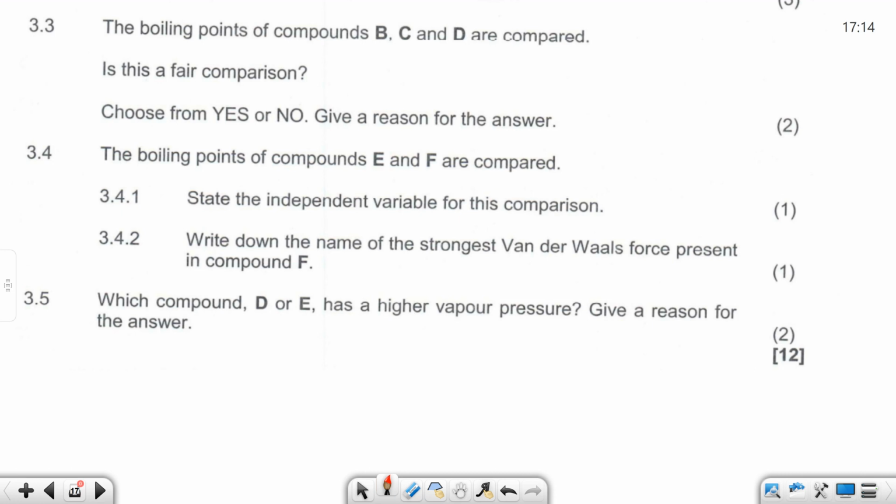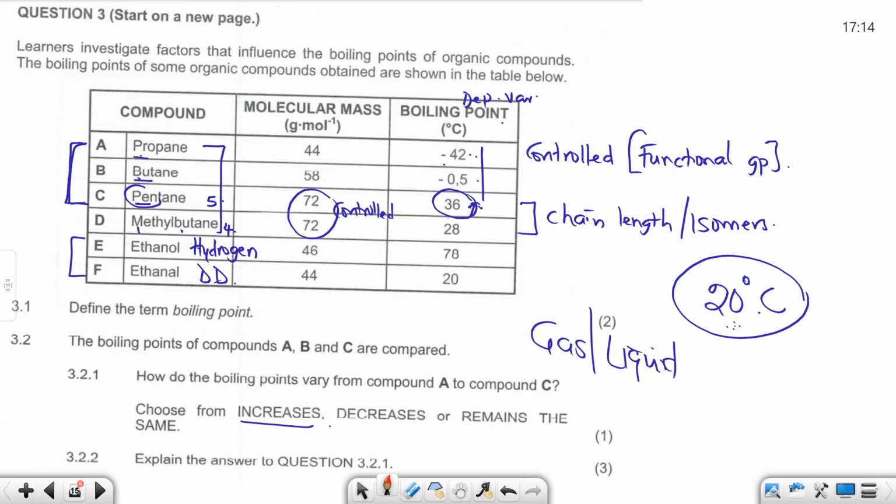Is this a fair comparison? I told you what we mean by a fair comparison, right? You only compare one variable. Let's go check B, C, and D. Are we comparing one thing? No, we're not. Are we comparing the same thing? No. What are we comparing here? B, C, D. What's common? It's alkane, alkane, alkane. But hold on.